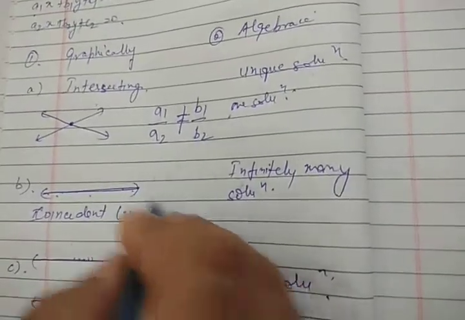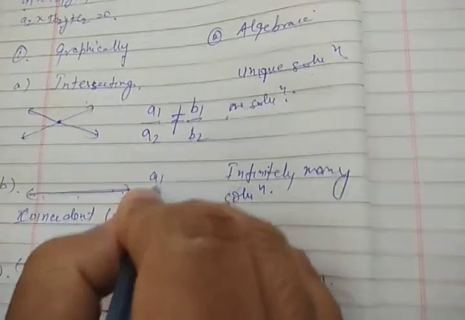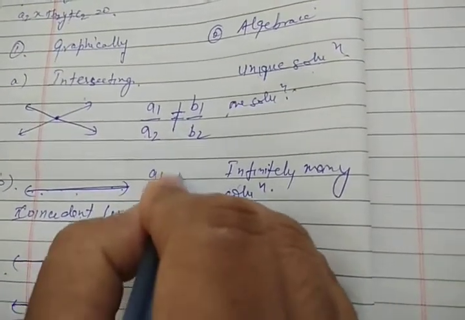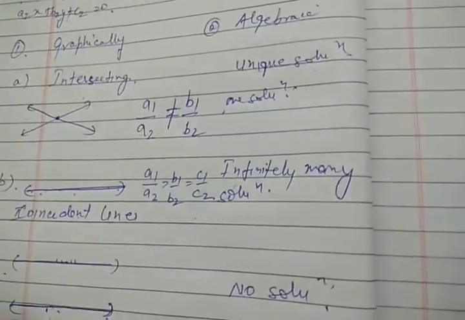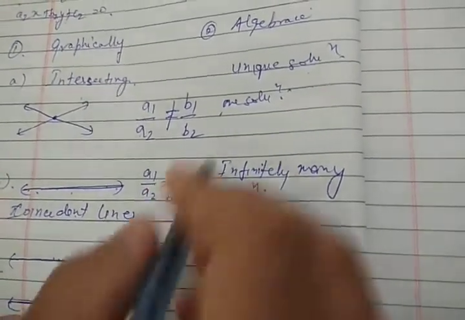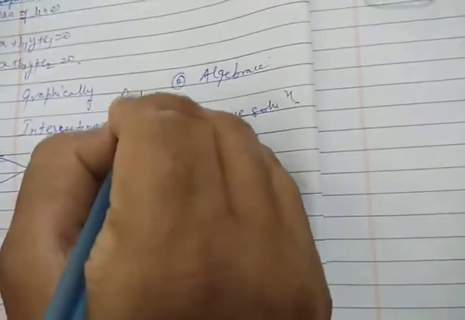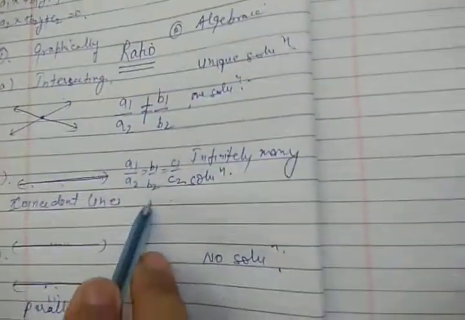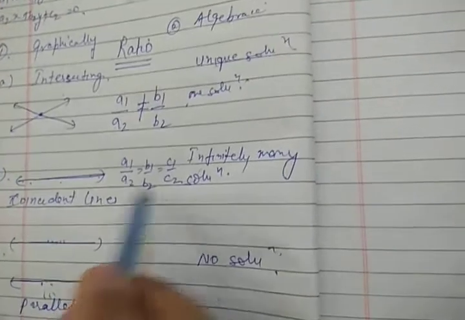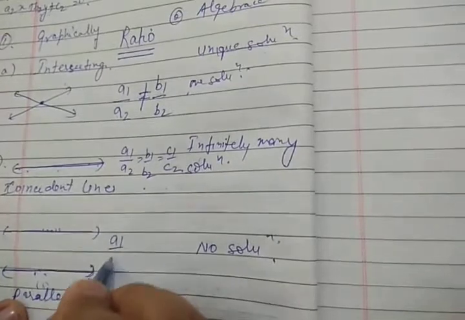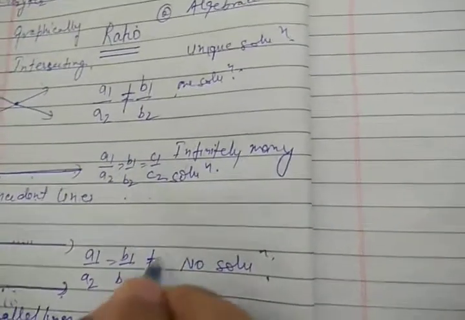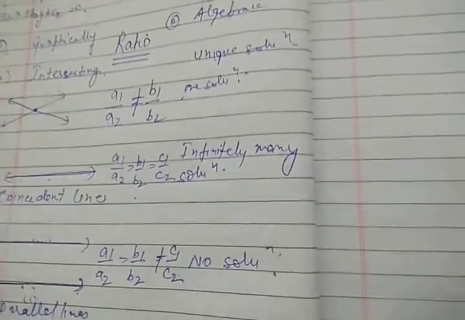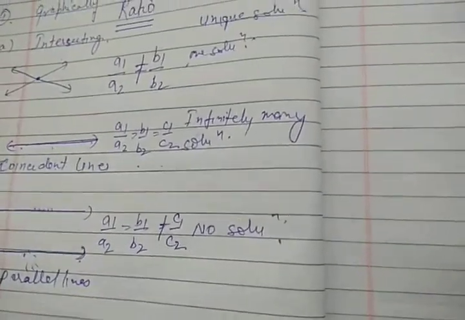Now coincident lines: the condition is a1 upon a2 is equal to b1 upon b2 is equal to c1 upon c2. This is the condition for coincident lines, that means overlapping lines. Now parallel lines: a1 upon a2 is equal to b1 upon b2 is not equal to c1 upon c2. This is the condition of no solution, that is parallel lines.